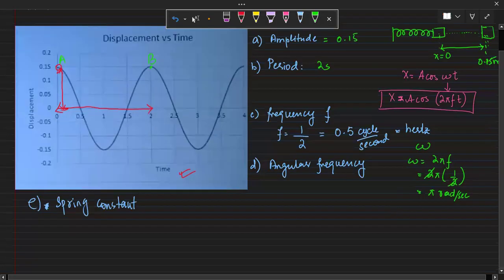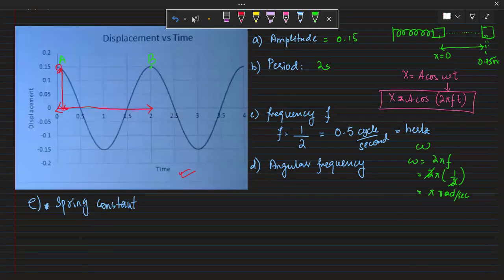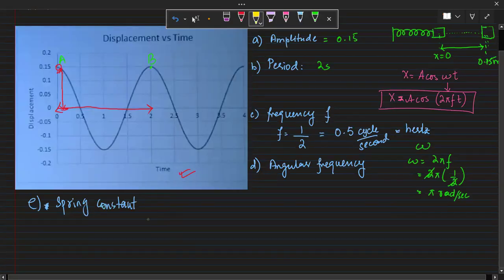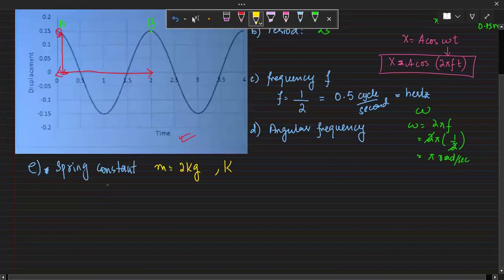Since we do not have the force, what we can use instead of k equals F upon x is the mass. The mass in the question is 2 kilogram, which is given. I have already taken the graph from this question, from the past paper. So the mass is 2 kilogram, and we are going to find this spring constant, K. We can use the formula for a spring performing simple harmonic motion.